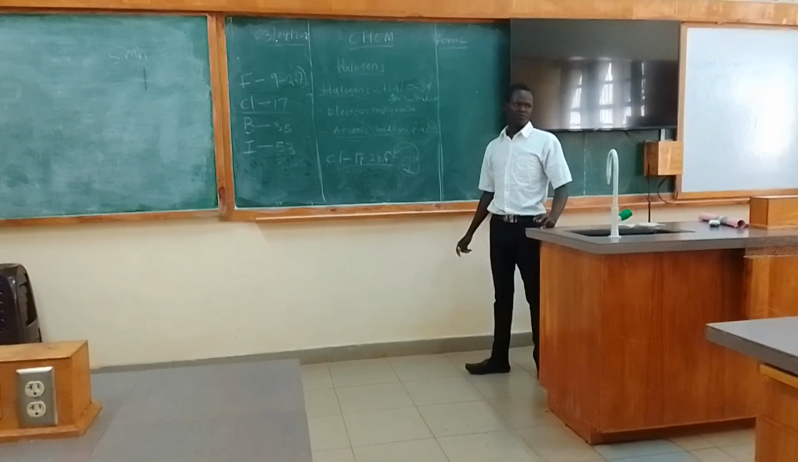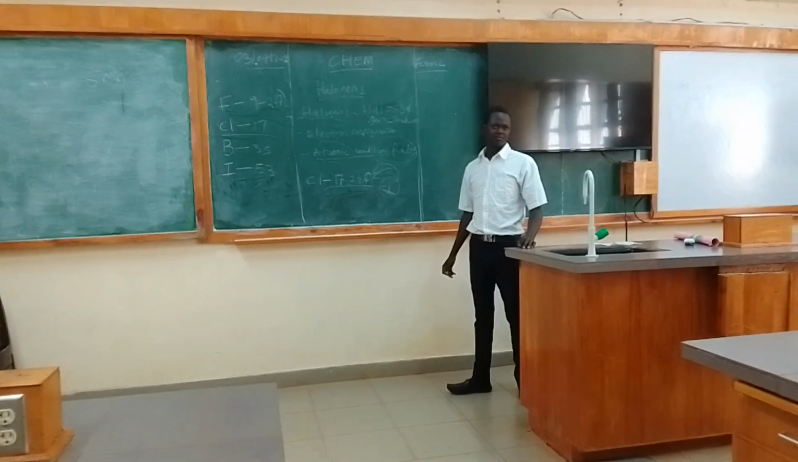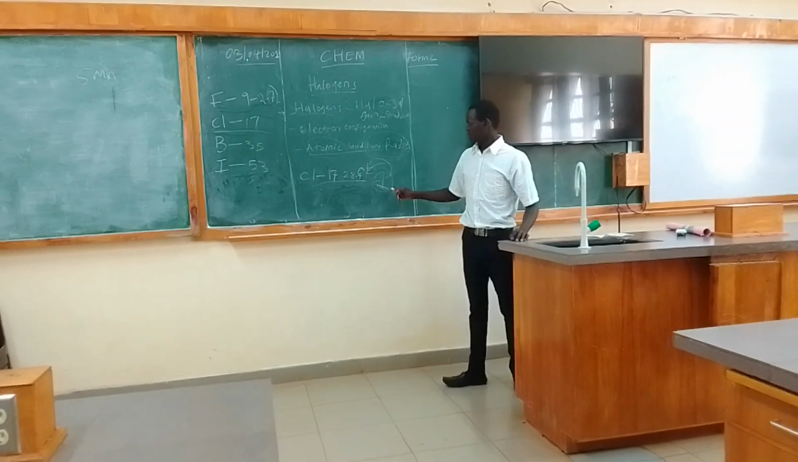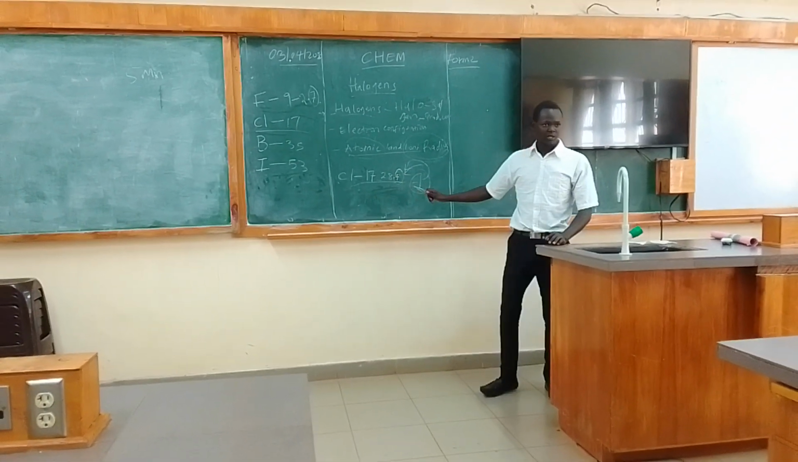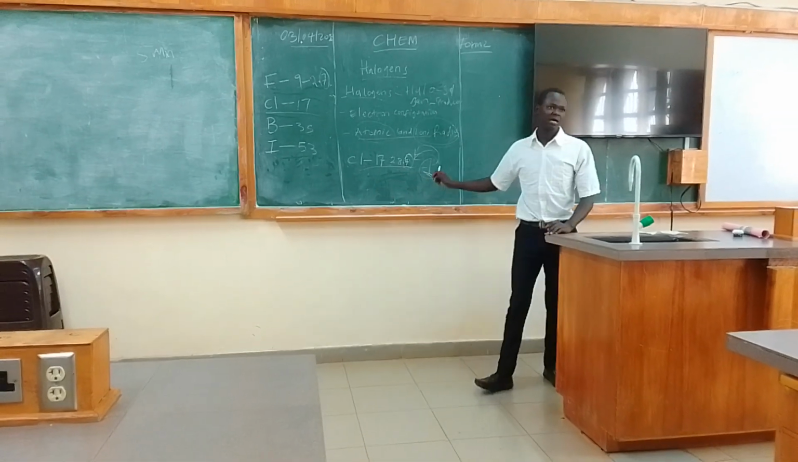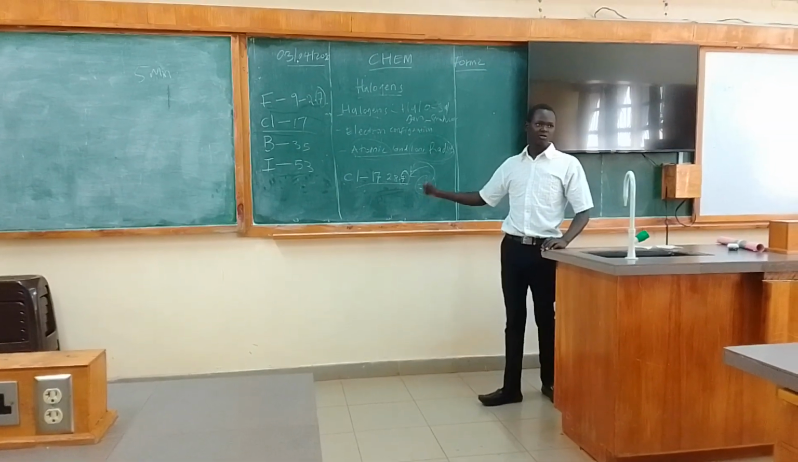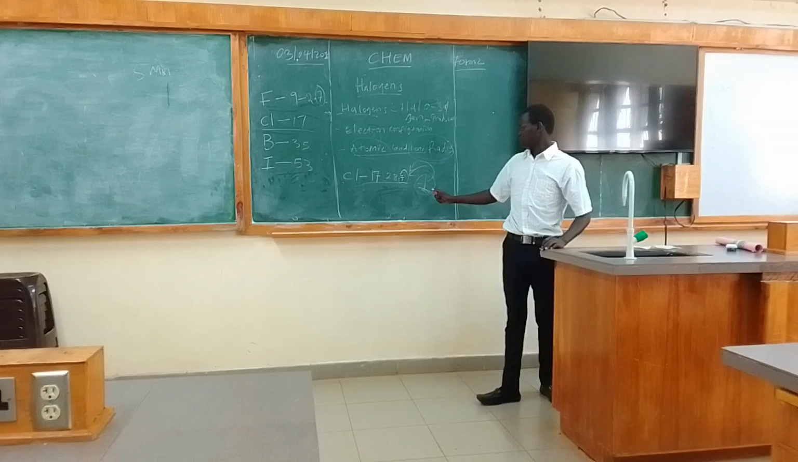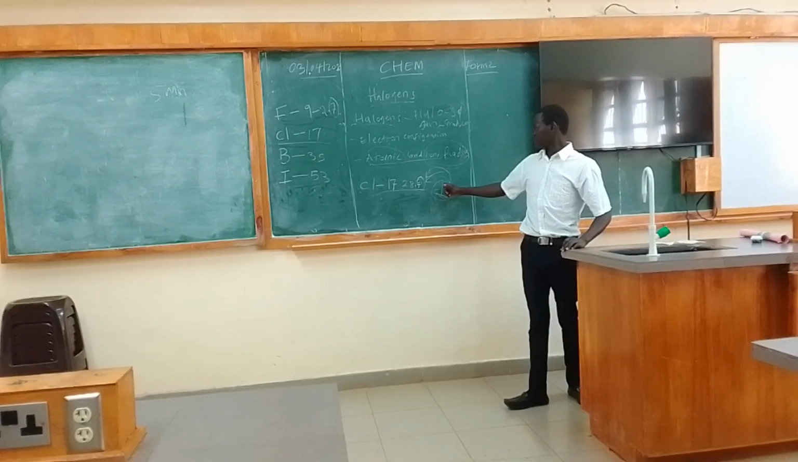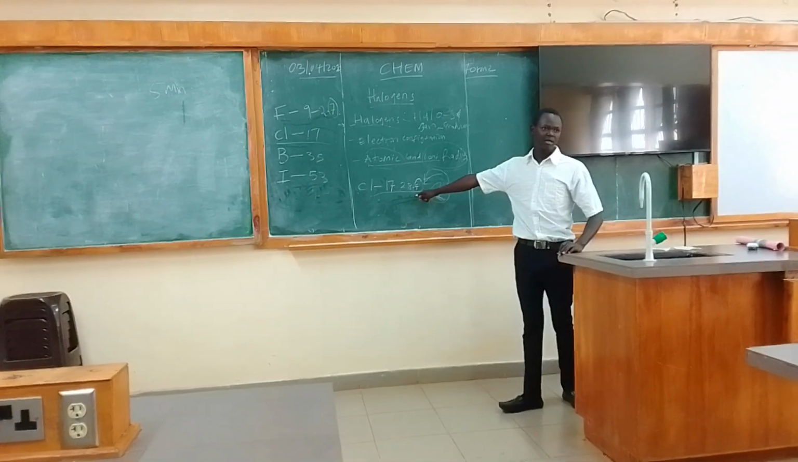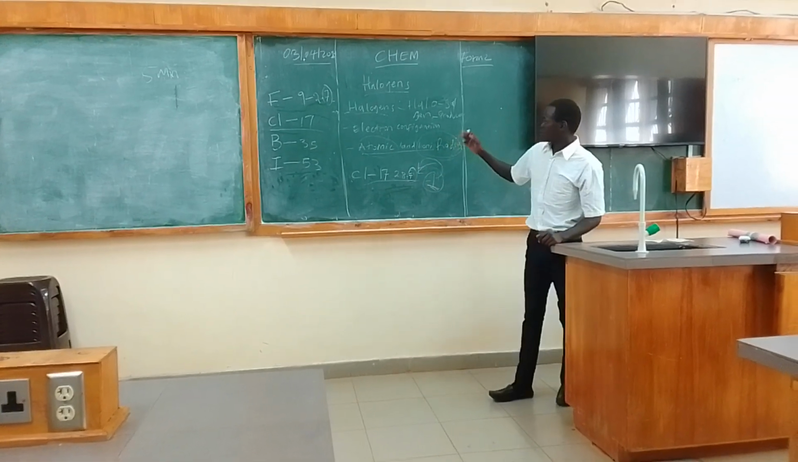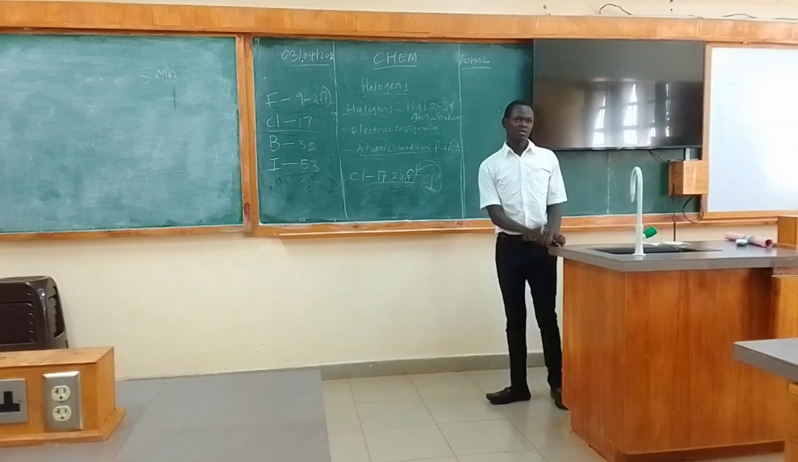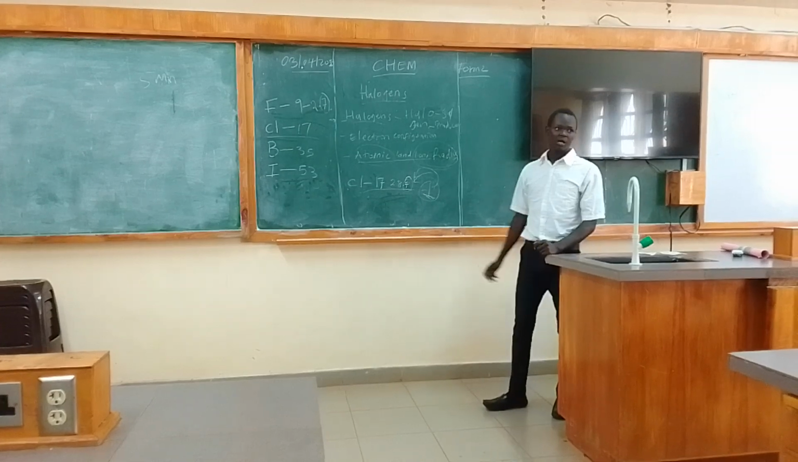Are you concentrating? Yes. Okay. I've said that the ionic radius is larger than the atomic radius because of the repulsive effect between the incoming electrons and the existing electrons. Are we together? So that's all about the halogens, electron configuration, atomic and ionic radius.